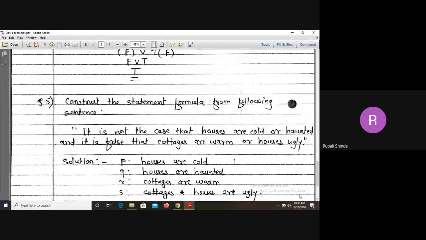Now, with the help of these variables, we have to find the symbolic form for the given statement. If you check, the first part is: it is not the case that houses are cold. When we use this phrase, it is not the case that, which connective is used?